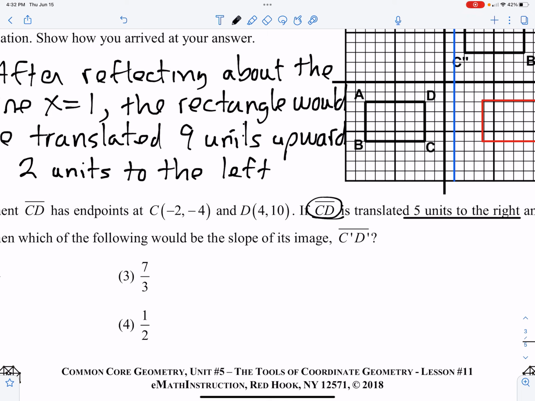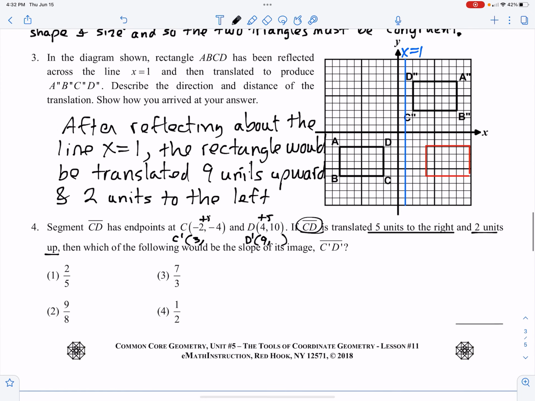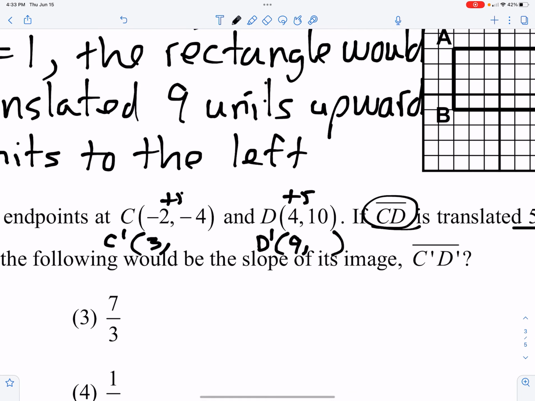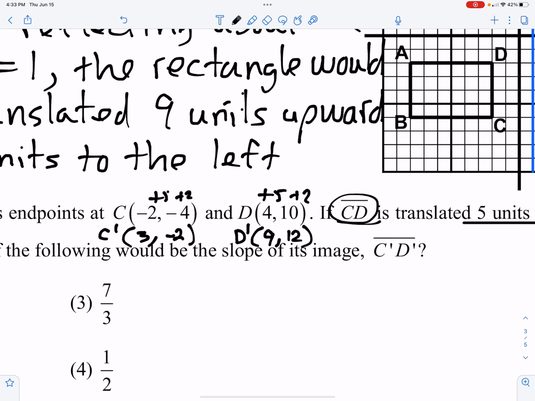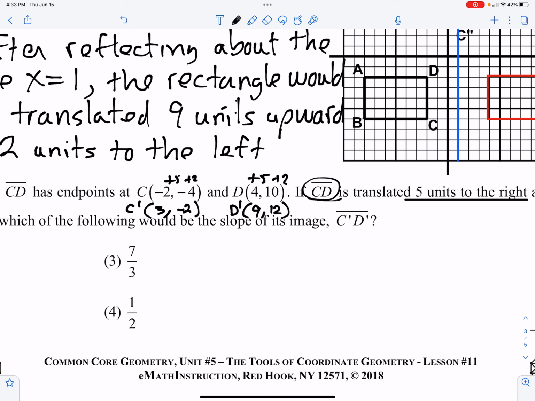Okay, so C prime would be C's x plus 5. So I'm basically going to add 5 because it's 5 to the right. So I'm going to add 5 to both x coordinates, and I'm at 3, and D prime, I'm at 9. Okay, and then here I have to go 2 units up, so I'm going to also add 2 here. So -4 plus 2 would be -2, and then 10 plus 2 would be 12. So I'm just going to find the slope between these two.